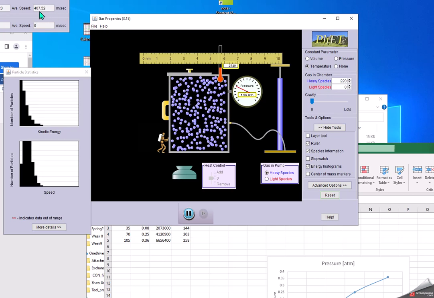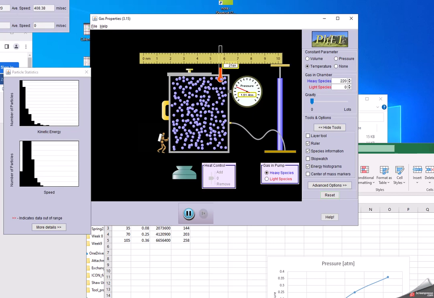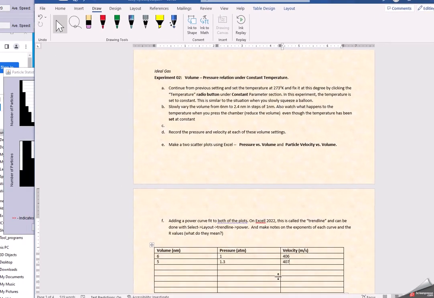So that's still 402. You make it 4, but still 402. It should not change much, it's just a fluctuation. Theoretically it's almost the same because the temperature is constant.